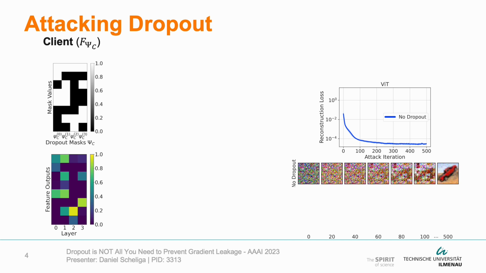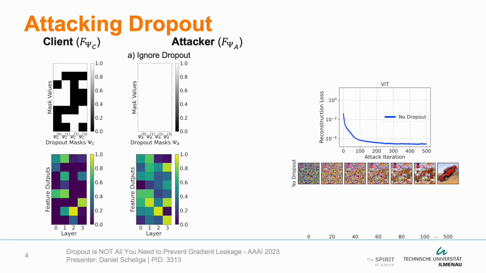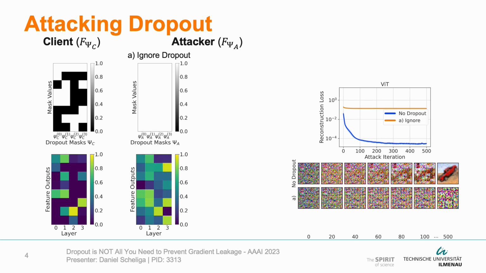As the attacker has no knowledge of the specific set of dropout masks the client used during training, he basically has two options. The first one is to simply ignore the fact that dropout was used during training. That means that the attacker uses no dropout, or a dropout rate of 0, when calculating the dummy gradients during the attack optimization. This is represented by the orange line. Here the client used a dropout rate of 0.25 and the attacker ignored that dropout was used during the attack optimization process. As you can see, the reconstruction loss is not able to converge as soon as dropout was activated.